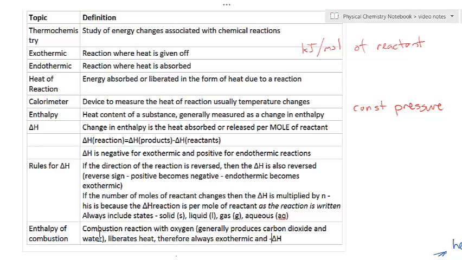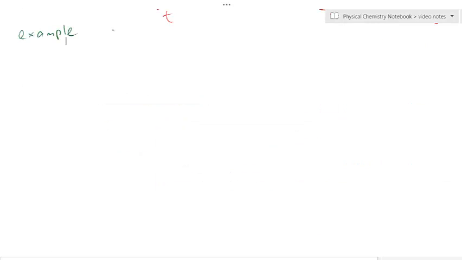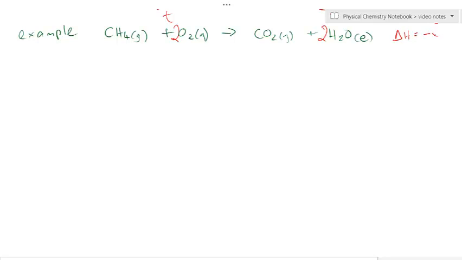It liberates heat. An example of a combustion reaction is methane, which is reacted with oxygen. The first step is to balance the equation. We need 2 waters and therefore 2 oxygens. The delta H from the table in chapter 14 is 890 kilojoules per mole of methane. That should be negative 890 kilojoules per mole of methane, as it's an exothermic reaction.